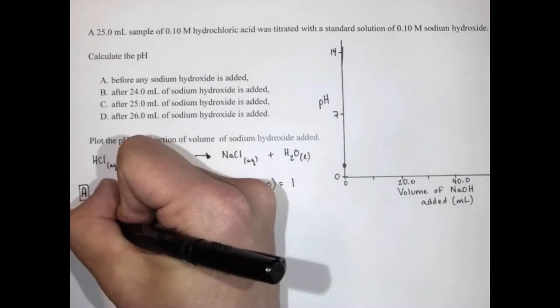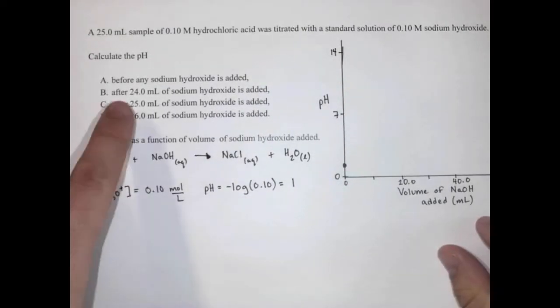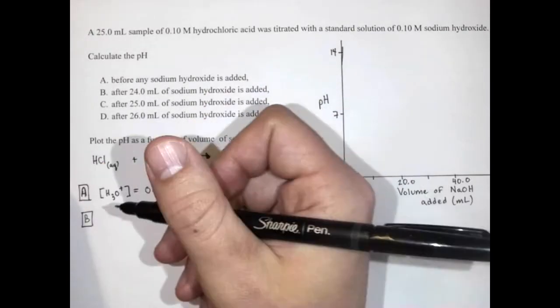All right, so let's look at situation B. In situation B, I've added 24 mils of sodium hydroxide. So 24 mils of sodium hydroxide is going to neutralize a certain amount of hydrochloric acid. So let's go determine that.